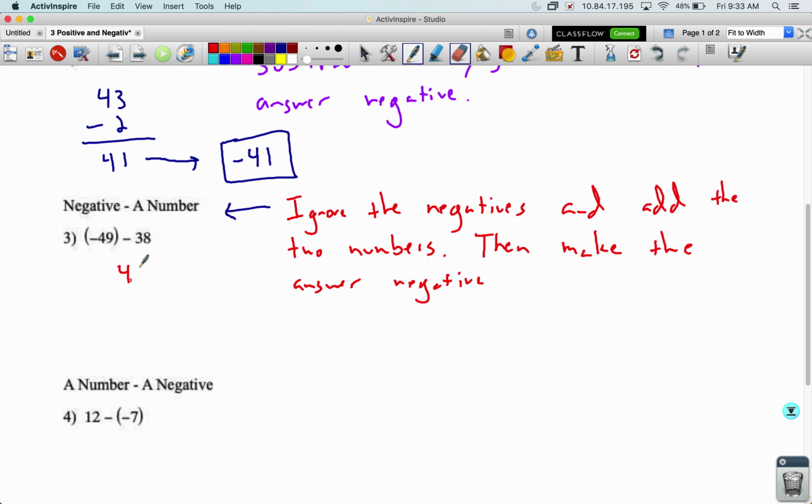So I'm just going to do a 49 plus a 38. 9 plus an 8 was a 17. The 1 carries. 1 plus 4 plus 3 is an 8. So I've got 87. And then I make that a negative 87. I was already in debt at $49, and I went further into debt. Now I'm in debt $87.